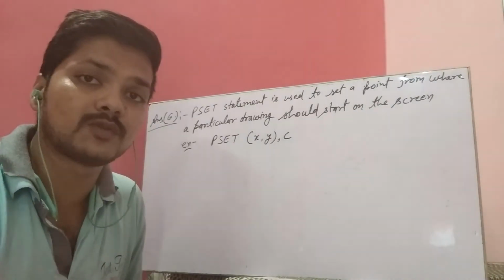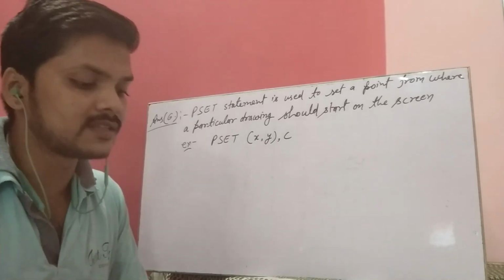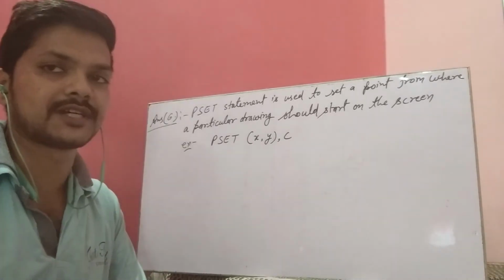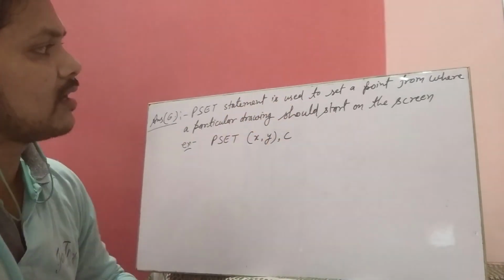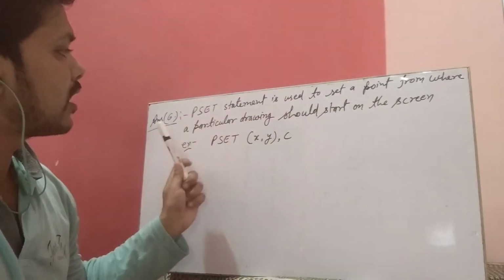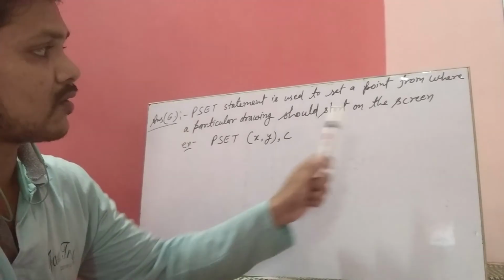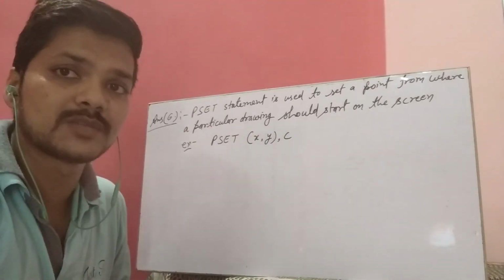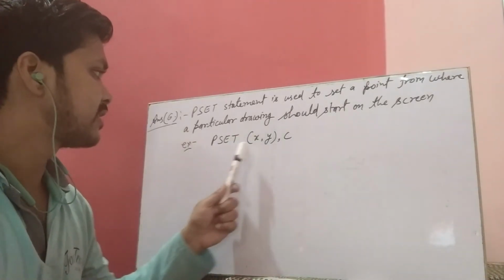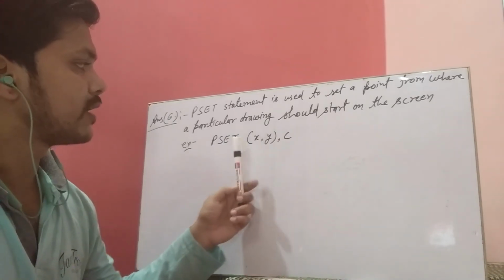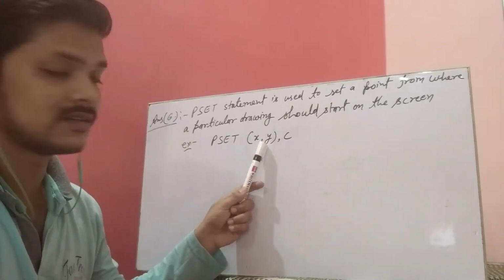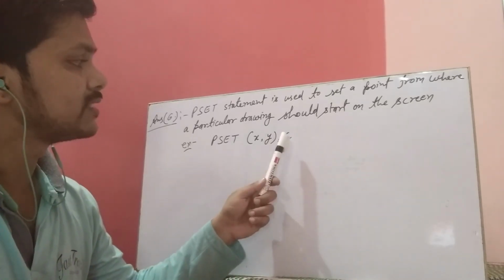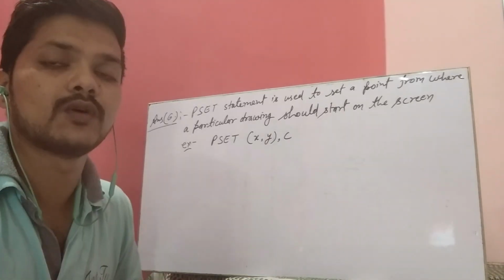And now the next question is, what is the use of the PSET statement? The answer is, the PSET statement is used to set a point from where a particular drawing should start on the screen. If we take an example like PSET (x, y), c, where x is the column number, comma, y is the row number, and comma c is the color that we want to use.